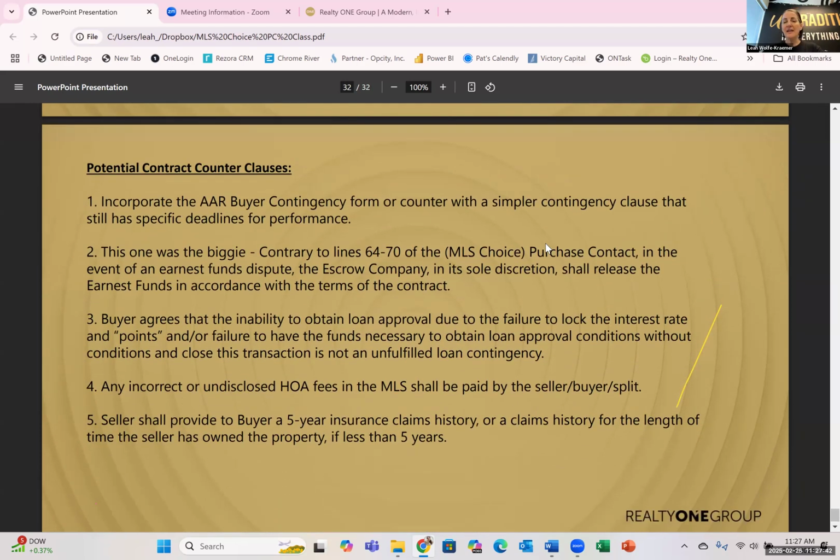Just a couple of these, and again, definitely chat with your brokers on others, and I assume we will come up with more as time goes. This is just kind of first glance things that you may want to consider. Incorporate the AAR buyer contingency form or counter with a simpler contingency clause that still has specific deadlines for performance.